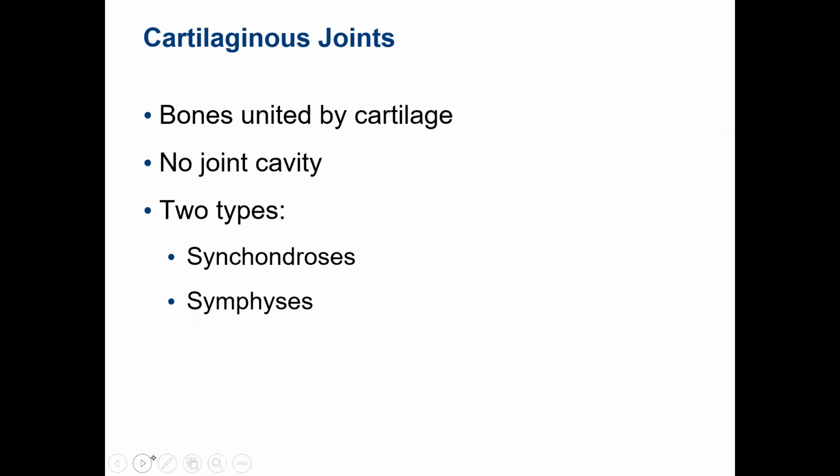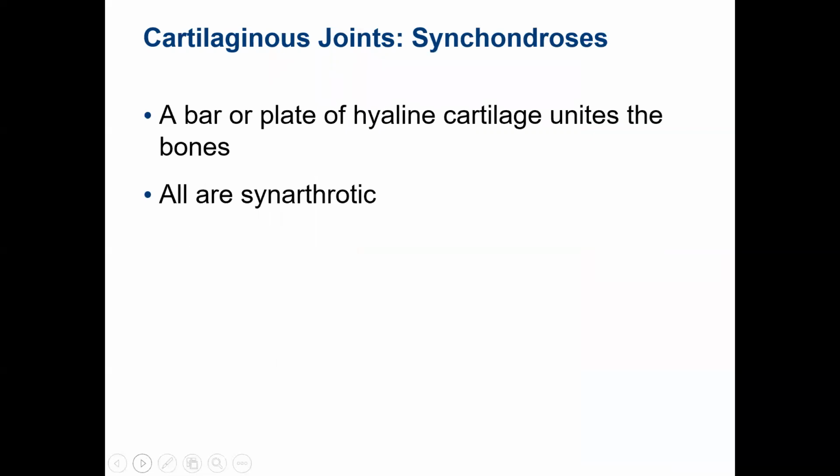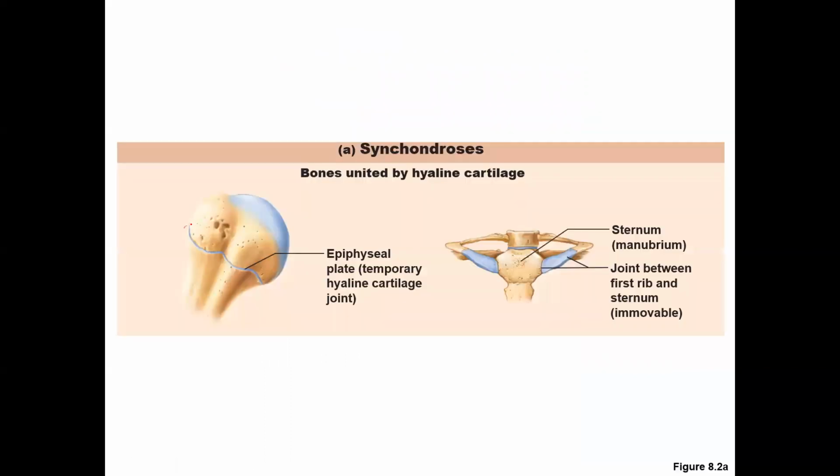All right, cartilaginous joints. These are when bones are held together by cartilage. Again, there's not a joint cavity here. There are two types of cartilaginous joints. A synchondrosis is when hyaline cartilage holds the bones together; these don't move. There's a synchondrosis, the epiphyseal plate. And then there's the synchondrosis, the joint between the first rib and the sternum.